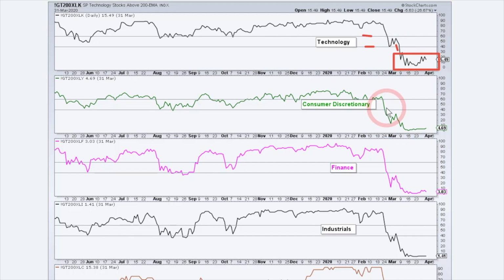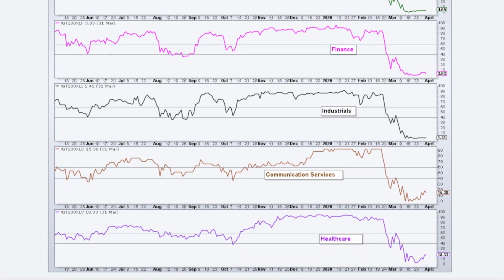You can see consumer discretionary triggered in late February, and you can see fewer than 10% of stocks in the consumer discretionary are above the 200-day EMA. Same with finance, fewer than 10. And this one also triggered with that move down below 40% in February. So a lot of weakness in the market as far as the longer term trends are concerned.